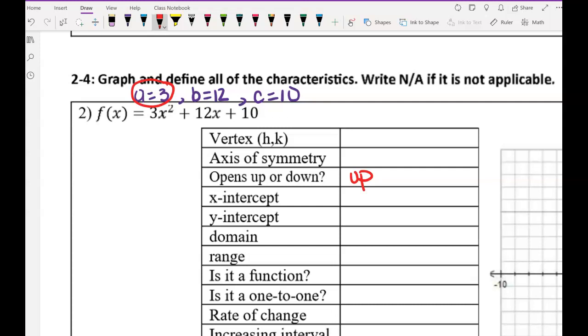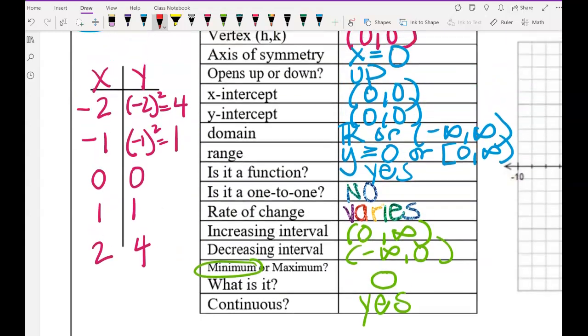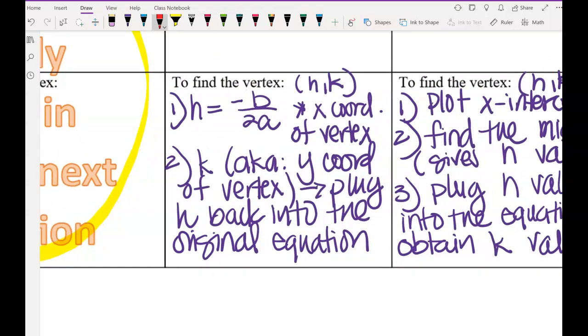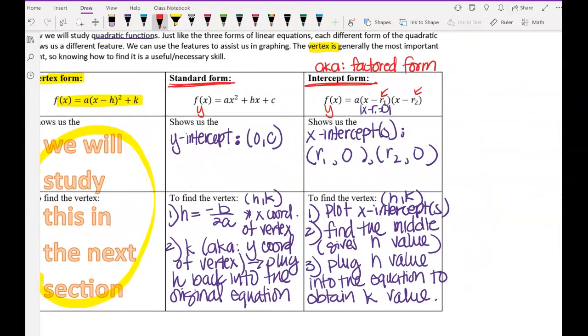Now, first is to find the vertex, and a vertex is an ordered pair, a point. Let's go up to your notes. Remember, learning how to read your notes is really important. To find the vertex in standard form, this is what we want to read.